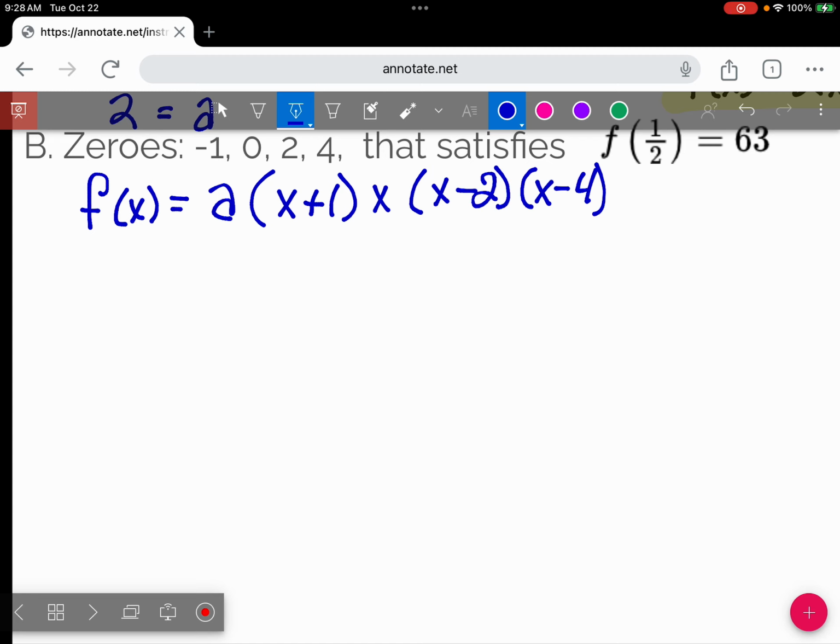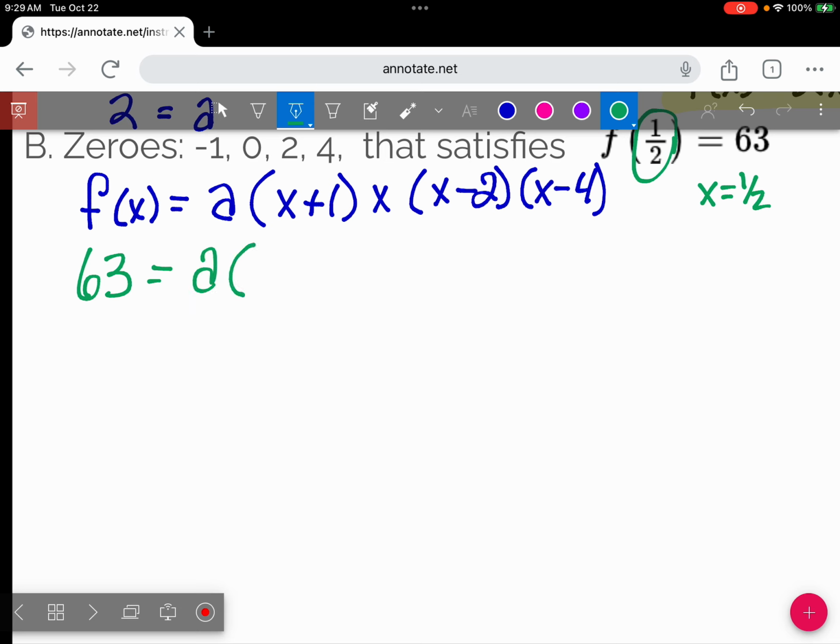Okay, so now we need to find our A value. And this is a little less pleasant, but we can do it. Because what is the x that we know? X equals 1/2. We can do that. F of 1/2 equals 63. So I know it's going to equal 63, and we're going to just substitute in our 1/2. So we're going to have our 63 equals A.